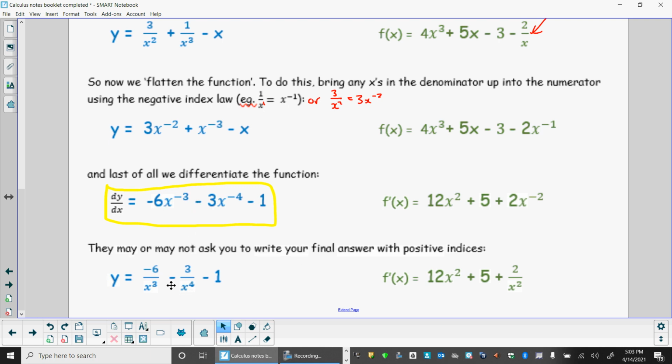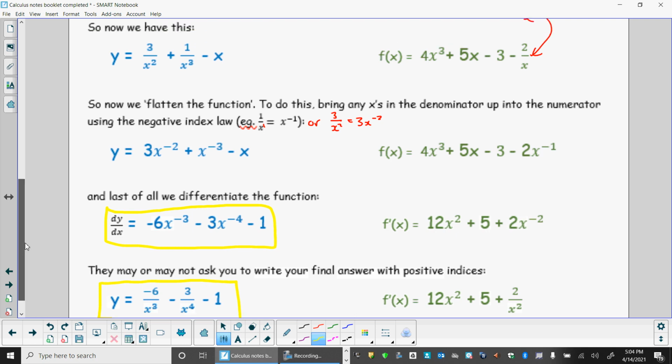To make them positive exponents, just bring them back down into the denominator at the end, because you've done your differentiating, that's all done. It's fine to bring it back down into the denominator. So negative 6 stays on the top. X to the negative 3, just bring down to the bottom and make it x cubed. Minus 3 over x to the positive 4 on the bottom, and then minus 1. That would be the answer if you were asked to leave it with positive indices, or sometimes they say no negative indices.